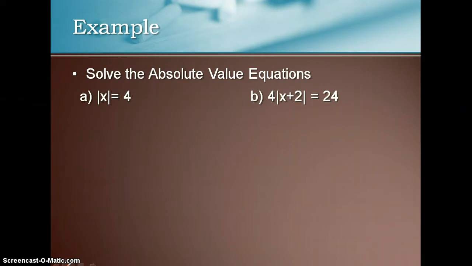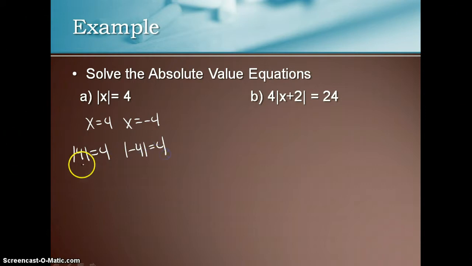And part A is a great example as to why you get two solutions. So we have the absolute value of x is equal to 4. Well, the absolute value of any number is its positive version. So in this case, you would say that x is equal to 4, or x could be equal to negative 4. So by checking this, the absolute value of 4 is 4, and then the absolute value of negative 4 is 4.